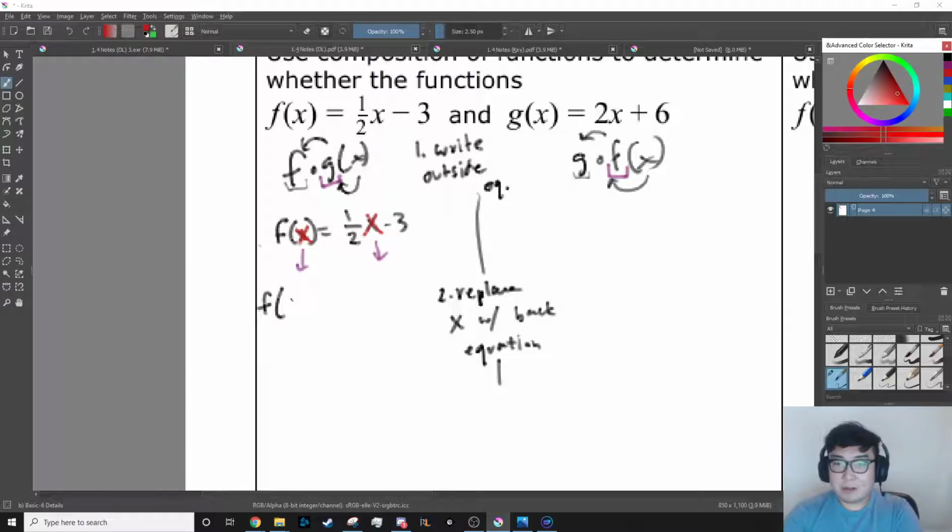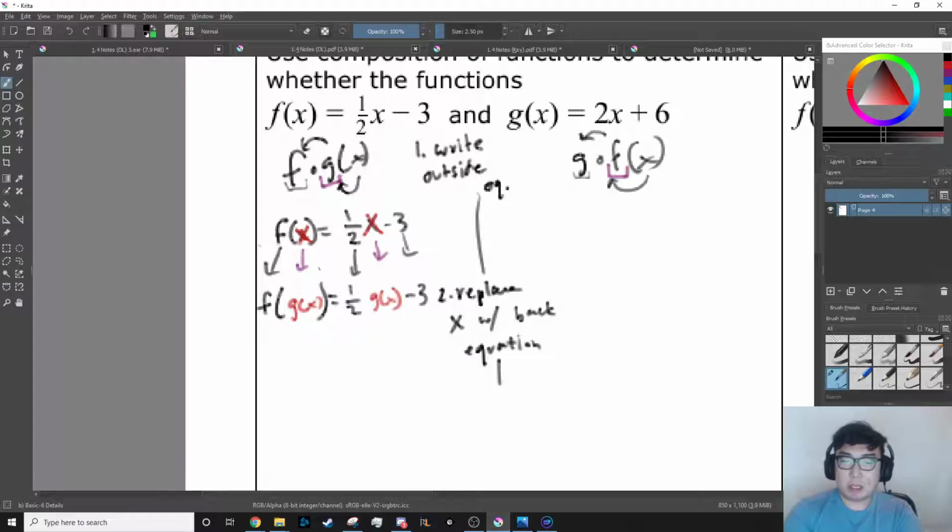I said red. g of x is equal to, and everything that's black, you see how I'm still keeping it in the exact same place, 1 half g of x minus 3. So I still kept everything the same. I just replaced x with g of x, as in this x has to also become g of x. And I knew that it's g of x because it's my back equation, or the equation that I have to put in eventually. Okay.